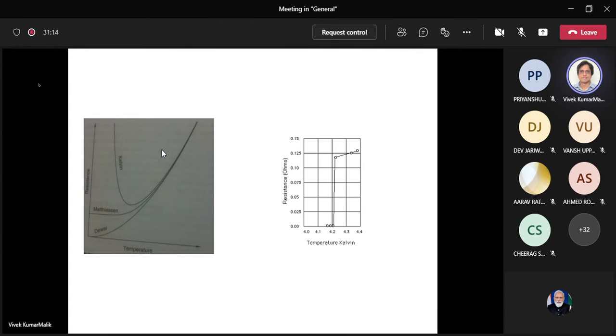There were three models at that time: Kelvin, Matthiessen, and Dewar. They explained it in different ways. They said that as you decrease the temperature of metals, of course the resistance decreases, but below a certain temperature, Kelvin proposed that the resistance would start to increase because electrons would start to freeze. They would not be able to move as you go down to very low temperature.